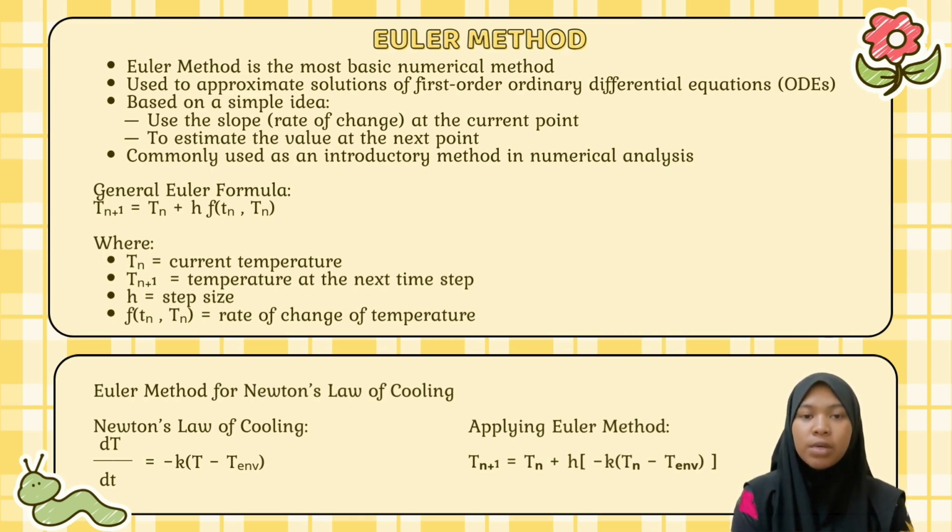In this project, we apply the Euler method to Newton's law of cooling. Newton's law of cooling states that the rate of change of temperature is proportional to the difference between the object's temperature and the ambient temperature. Here, k is the cooling constant and T ambient represents the surrounding or ambient temperature. When we apply the Euler method to this differential equation, the formula becomes as given. This means that the next temperature depends on the current temperature, the difference from the ambient temperature, and the chosen step size.